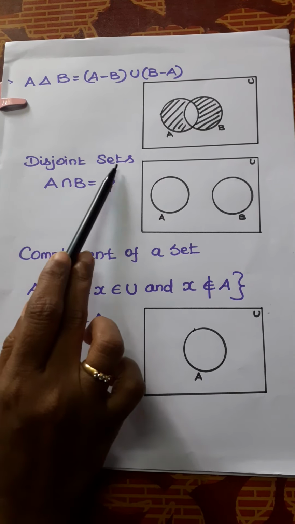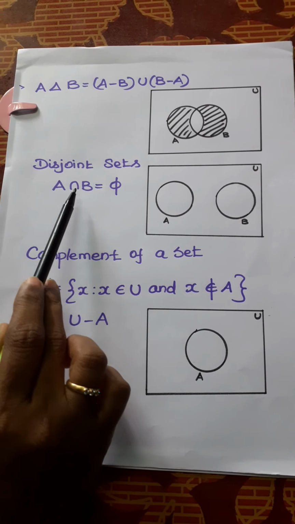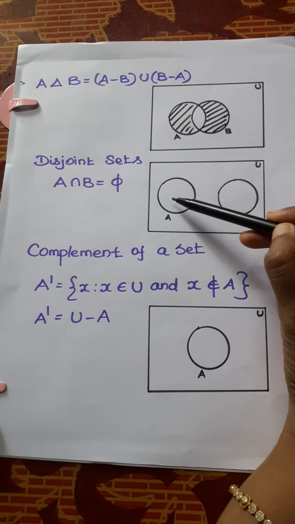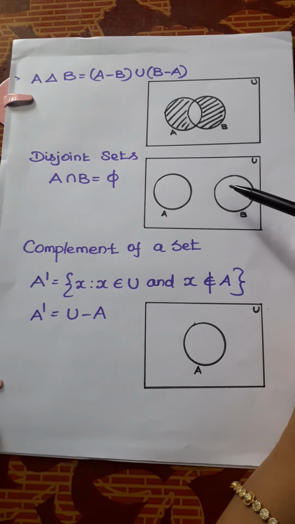Next one, disjoint sets. What is the definition of disjoint sets? Sets having no elements in common are called disjoint sets. This is the first set, this is the second set, and there are no elements common between the two sets. So this is the disjoint set diagram.